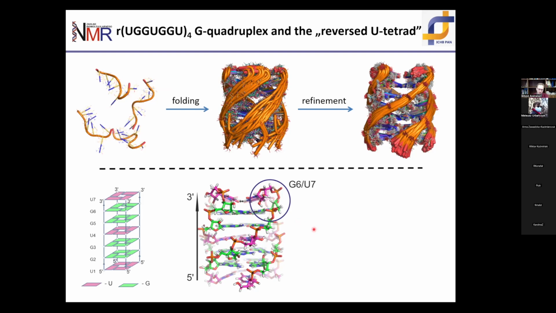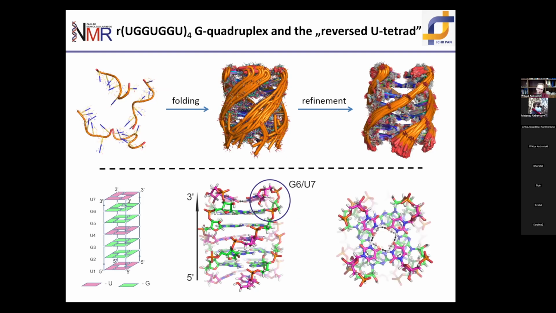And actually, the final tetrad forms, but it is flipped on its head. Usually you would have it on this side, while it's stacking with the other face on the previous guanosine. That's why we call this new structural motif a reversed U tetrad. And we believe that if we found a new unexpected structural motif here, this is probably the motif that's responsible for the thermal stabilization, but just solving the structure, we didn't know how.